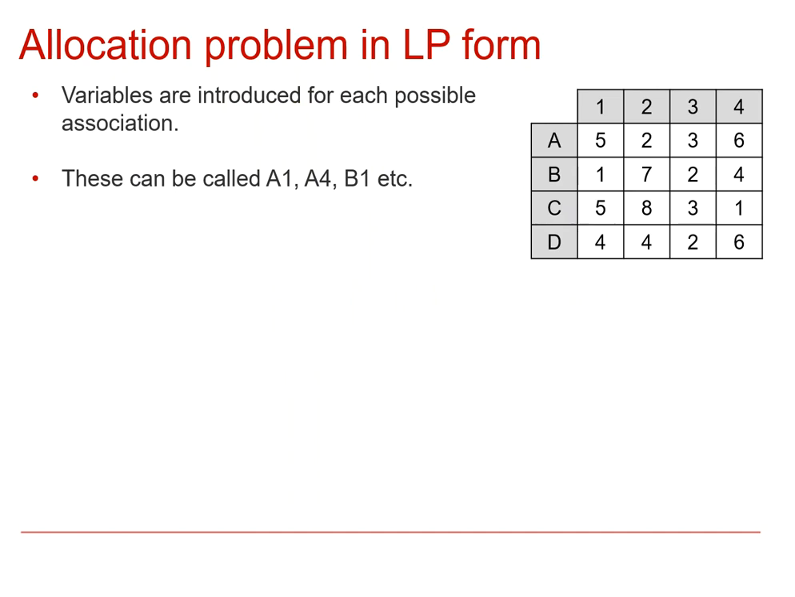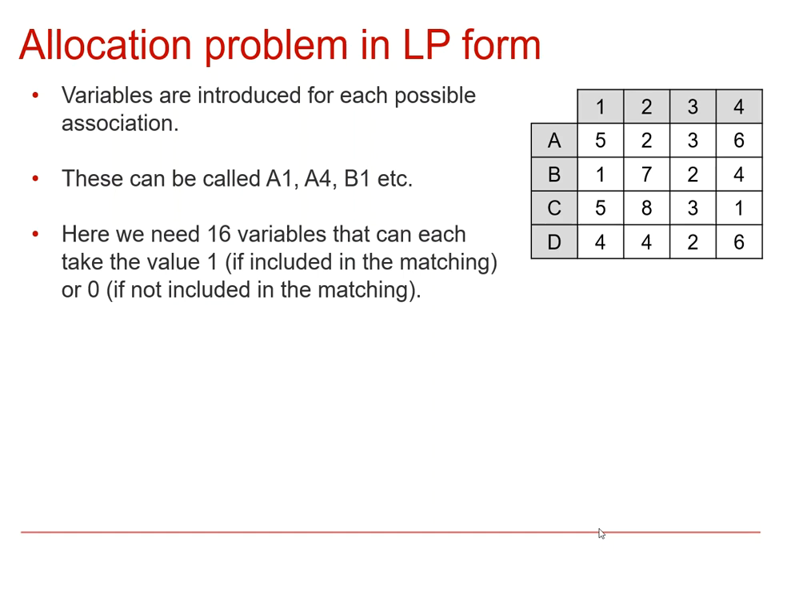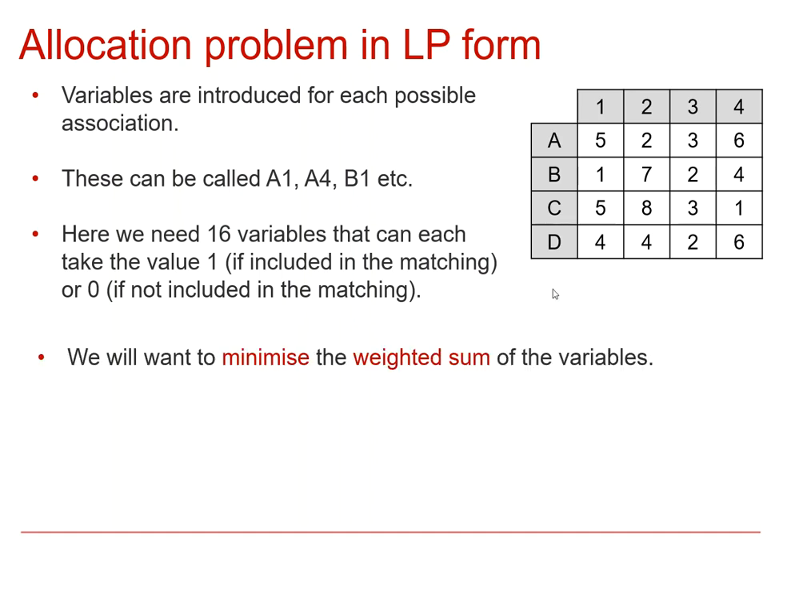So just like before, we'll introduce variables for each possible association, and we'll call these A1 and so on, just like before. And because we're considering each possible association here, we've got 16 variables in total. Now the worker either does that task or they don't, so this will take a value of 1 if it's going to be included, or 0 if it's not going to be included. And so the thing that we want to minimize is the weighted sum of all the variables.